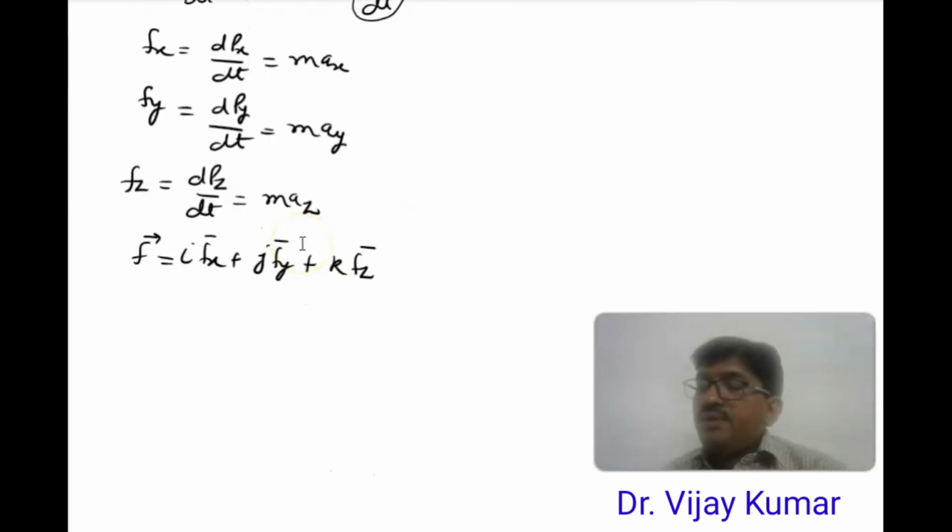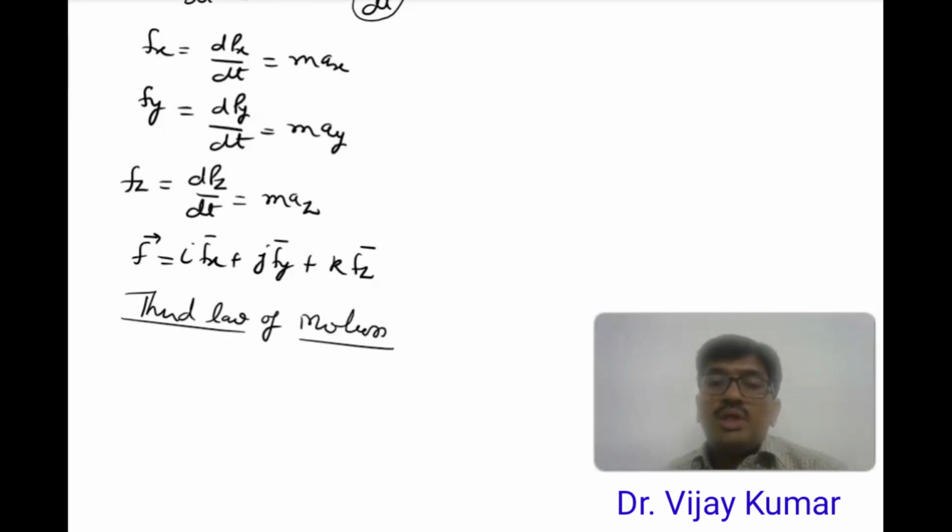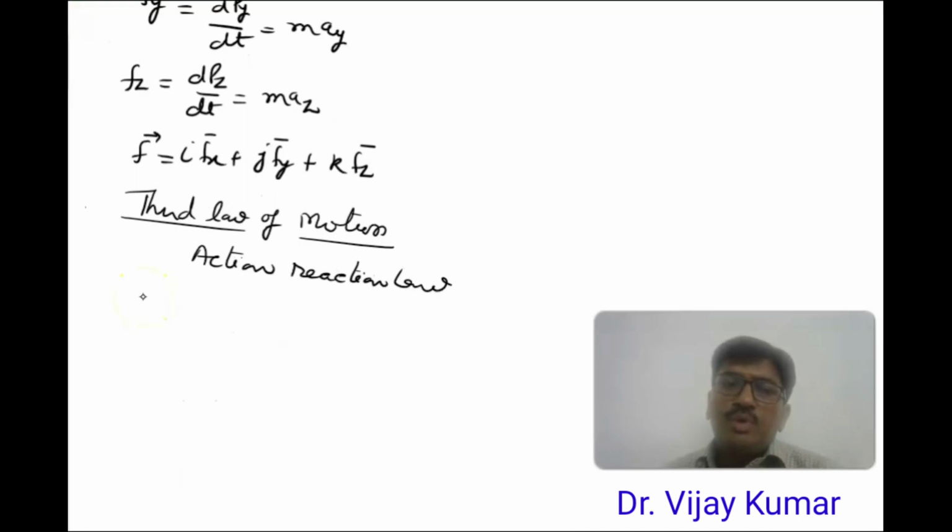Now we will discuss the third law of motion. The third law of motion is also known as the action reaction law. In the case of a two body problem of a system where total linear momentum remains constant, suppose it is constant.